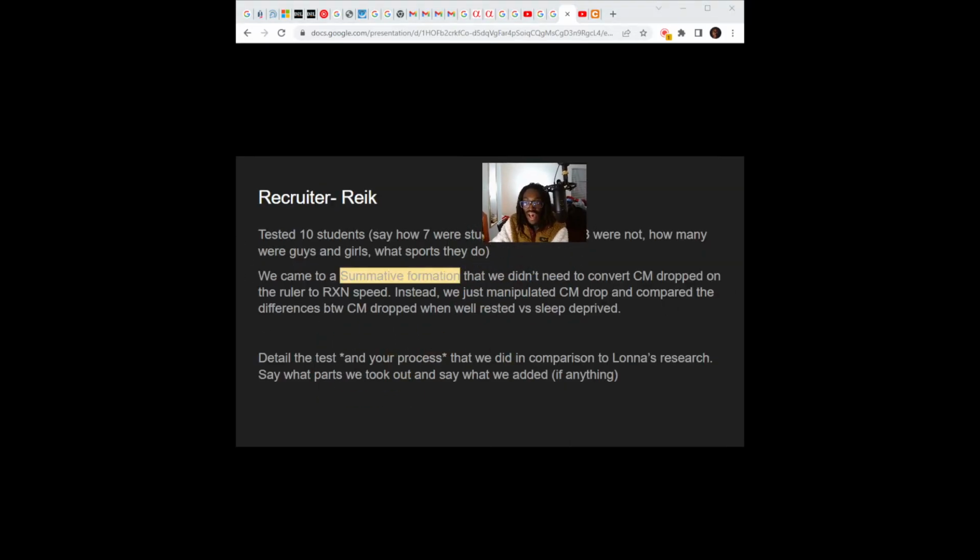So next, I think it would make a lot of sense to have Reek the recruiter talk. Here we want Reek to talk about the 10 people that Reek tested. The parts I think you should say are that 7 of these people were student athletes and 3 were not. That's very important. I want you to also talk about how many of these people were guys and girls. Another thing you can talk about is what sports they do. That's a very big one, because ultimately we want to say that different sports may affect your reaction time a little bit differently.